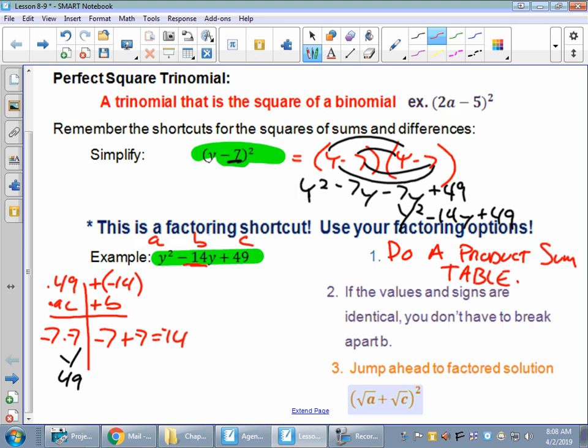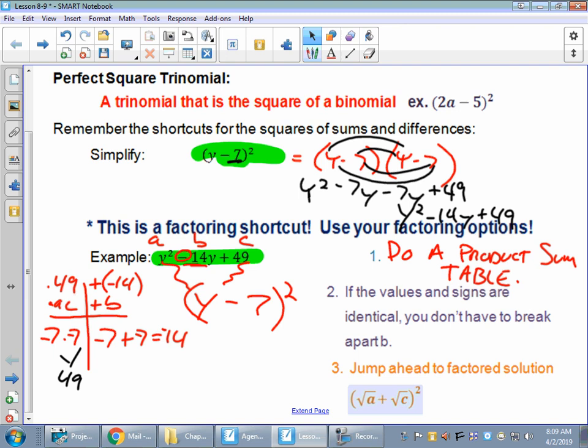So that means now we can go right to the shortcut method and say, all right, I don't need to break apart B. That's going to go away. I'm just going to take the square root of my A value, which we know is Y. Take the square root of my C value, which is 7. And then it has to be a minus sign because of this minus here. And that's the way to do the shortcut.